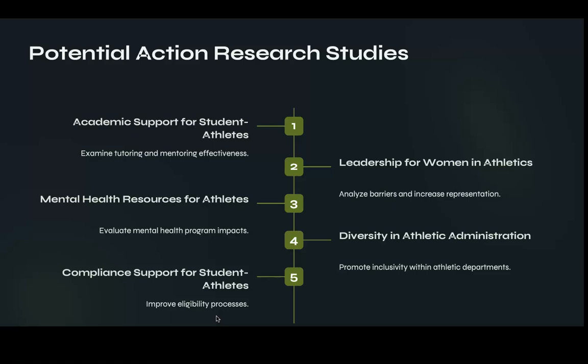Mental health within the collegiate athletic space has become a very popular topic for people to talk about, and just evaluating how mental health support programs affect athletes' academics and athletic performances, because it's all twofold. Increasing diversity in athletic administration at HBCUs, investigating strategies to promote inclusivity and diversity within the athletic department, and then optimizing compliance and eligibility support for student athletes. So, assessing the effectiveness of current compliance measures and developing interventions to improve eligibility processes.